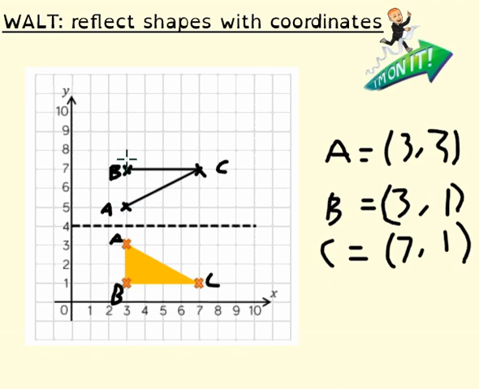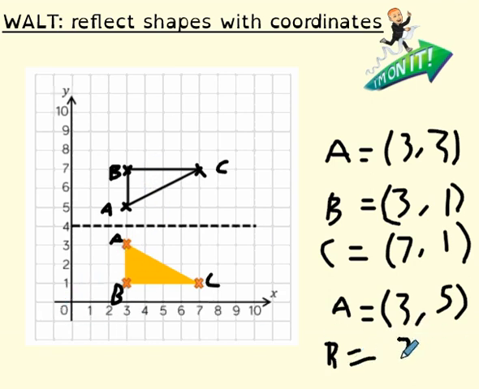And then it will ask me to write my new coordinates in. My new coordinates of A, because you have labelled them, this makes it nice and straightforward, would be along 3, up 5. So it would be 3, 5. B, along 3, up 7. And then C, along 7 and up 7. So it'd be 7, 7.